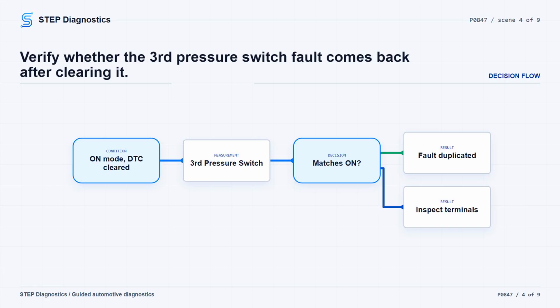At that point, the system is okay at this time, and the next move is to inspect for poor connections and loose terminals between the third clutch transmission fluid pressure switch and the PCM.